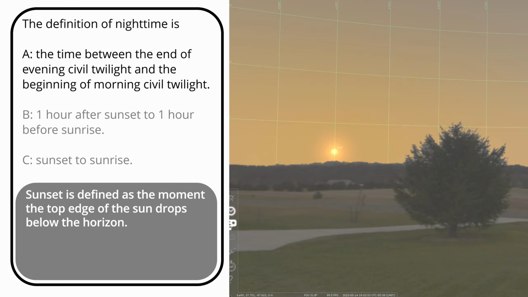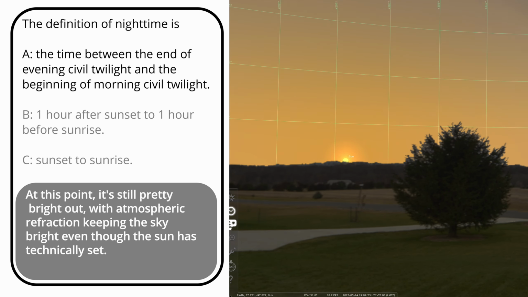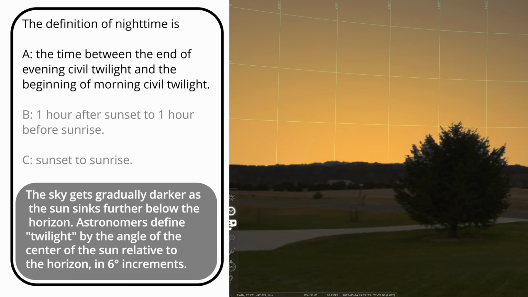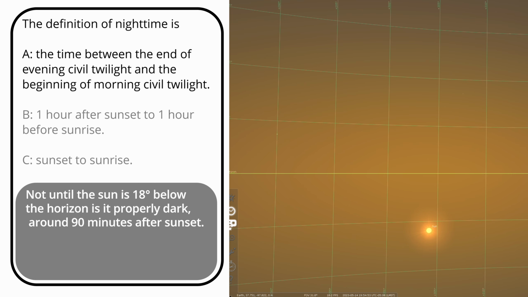Sunset is defined as the moment the top edge of the sun drops below the horizon. At this point, it's still pretty bright out, with atmospheric refraction keeping the sky bright even though the sun is technically set. The sky gets gradually darker as the sun sinks further below the horizon. Astronomers define twilight by the angle of the center of the sun relative to the horizon in 6-degree increments. Not until the sun is 18 degrees below the horizon is it properly dark, around 90 minutes after sunset.